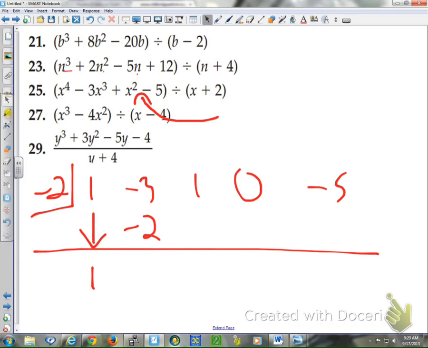Then what do we do, Daniel? You add them. That's right, and you get negative 5. Then what do you do, Wyatt? Multiply by negative 2. Yes, sir, you do. And then I give you 10. Then what do you do, Mackenzie? Add 1 and 10. That's right. Then what do you do, Juri? Times 11. There you go.